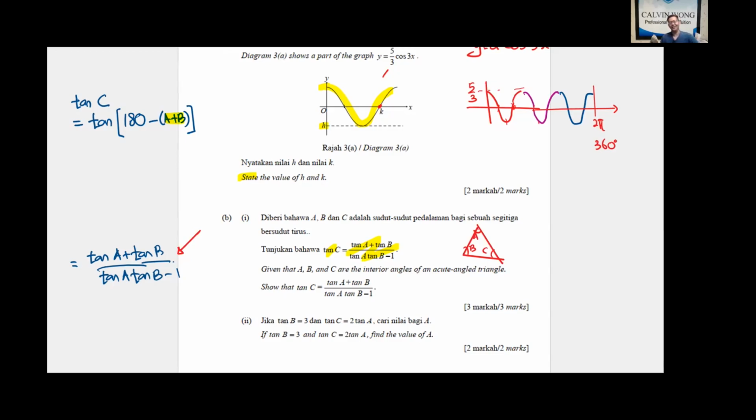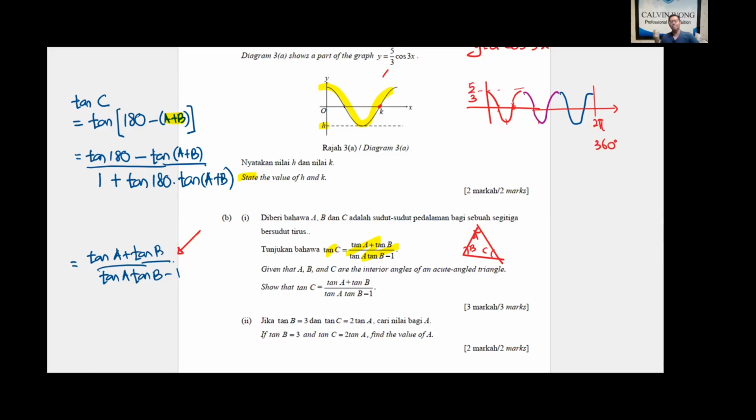If you don't know, never mind. You have a calculator with you. Tangent 180, press the calculator. Yes, it's 0. So it's tangent. What's the formula again? Minus. Are you referring to the formula sheet? Don't do that. By now, if you still haven't memorized it, that means you do not have enough practice. We don't memorize it.